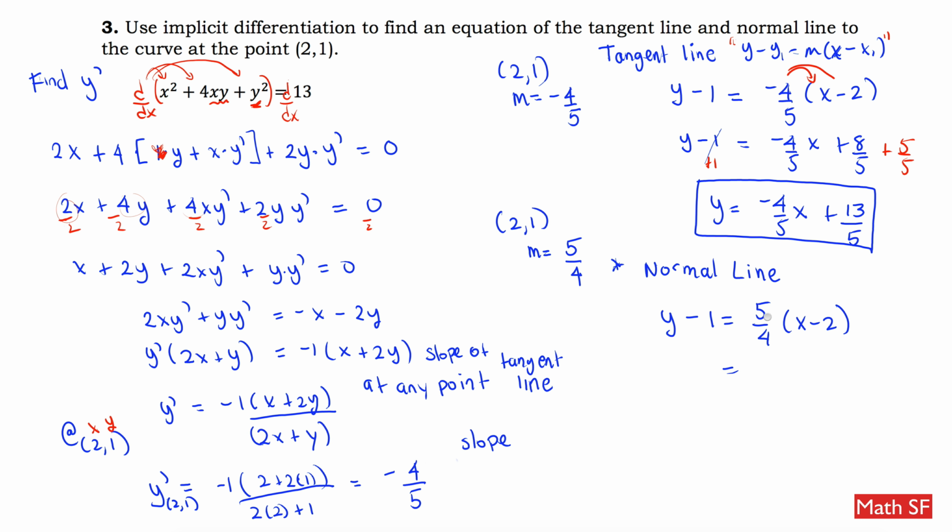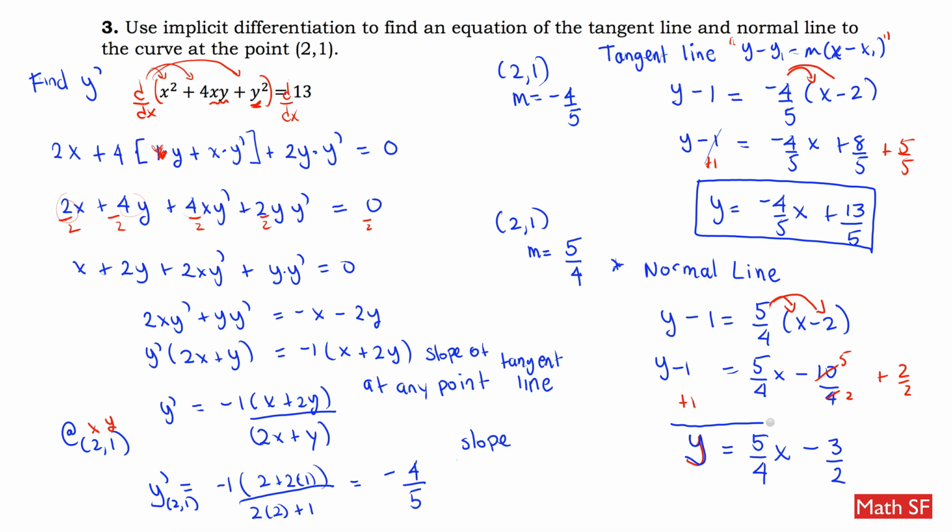Now I'm going to distribute the 5/4 to each term, and we're going to get 5/4 of x minus 10 over 4. I think I'm going to be able to reduce there. If you reduce this, it's 5/2. But remember that you also add plus 1 here. So I can just add plus 2 over 2. So y is going to be equal to 5/4 of x, -5 plus 2 is going to be -3 over 2. So this is going to be your equation of the normal line.